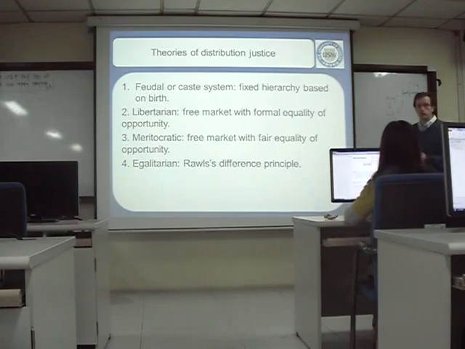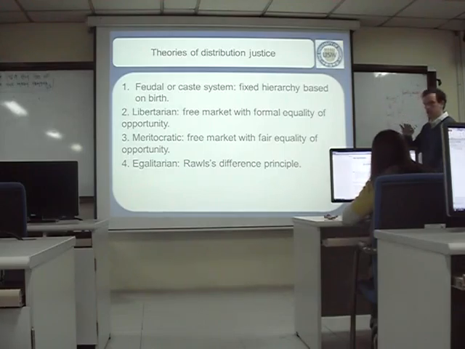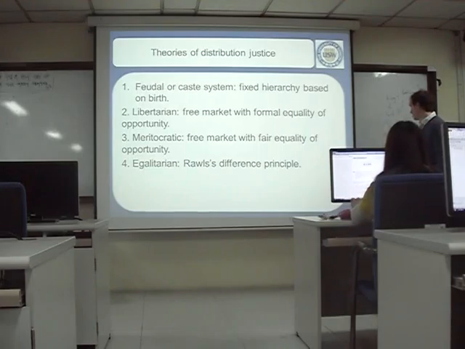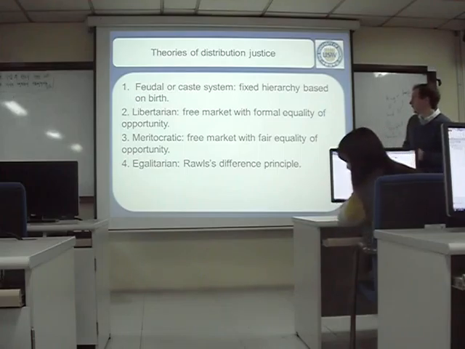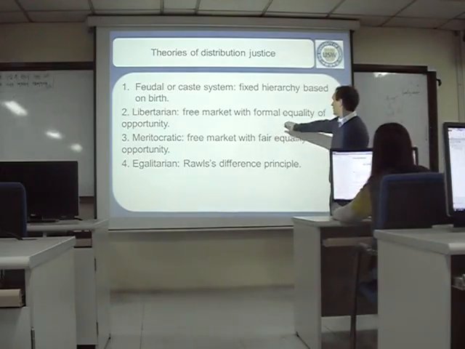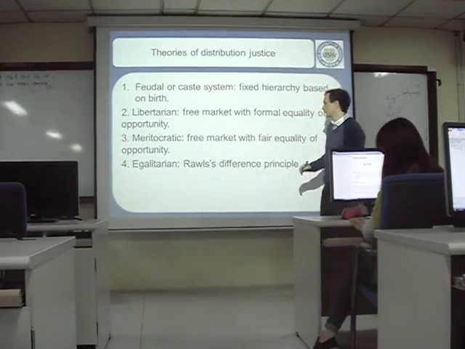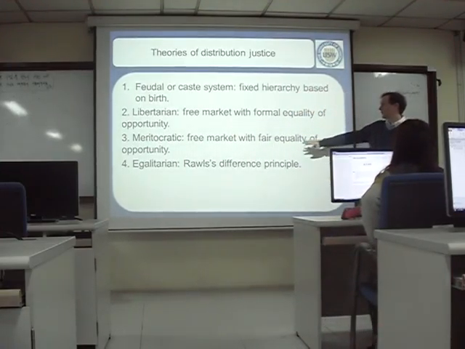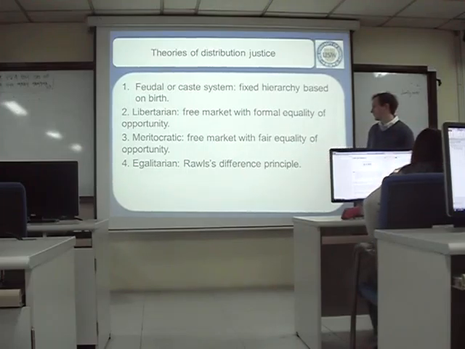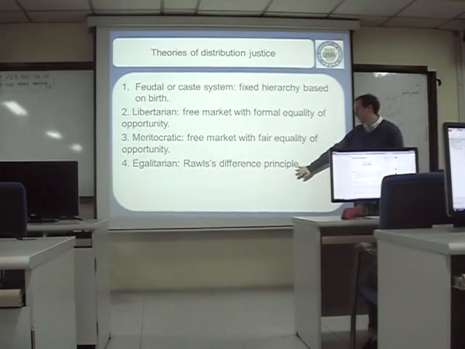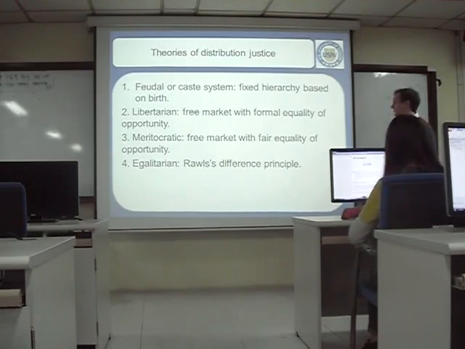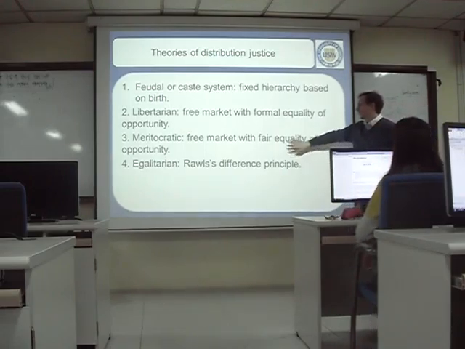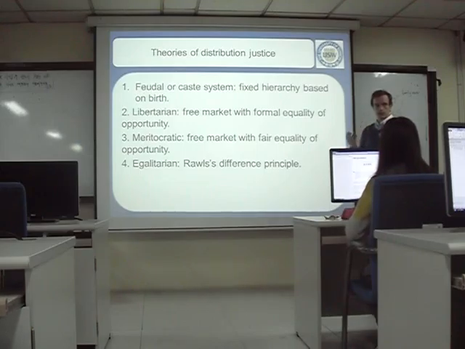And we can see there were some demonstrations and riots in India recently. Okay? About this kind of caste system according to the religion. One group, you're born in that bottom group, you can't change. There's no way for you to get out of the group. Okay? So, libertarian, a free market with formal equality of opportunity. Meritocratic, free market with fair equality of opportunity. And egalitarian, Rawls's difference principle. So we moved. Merit means you do the job the best, okay?